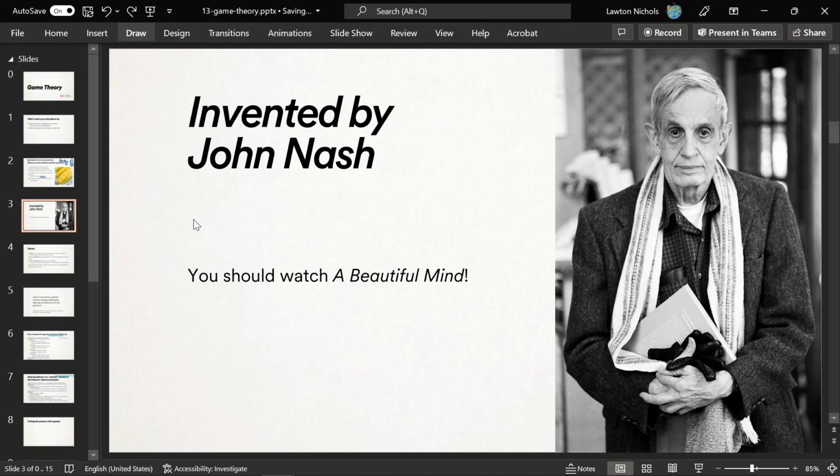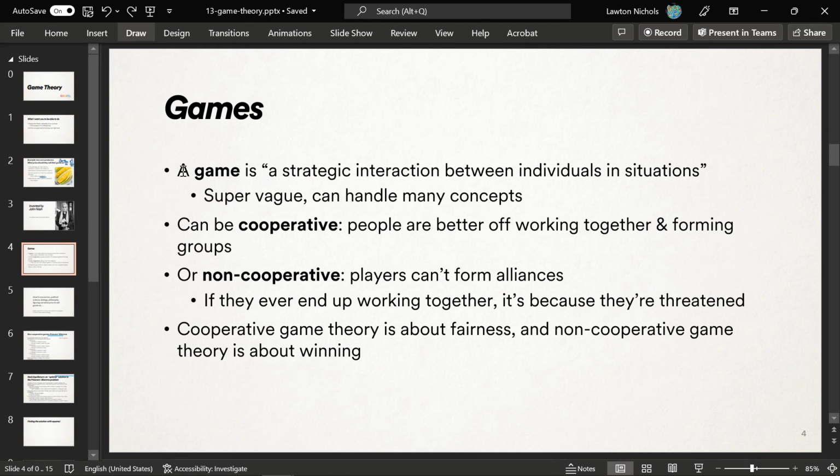Game theory was invented by a man named John Nash. There's a movie called A Beautiful Mind based on his life. If you're interested, you should watch it. It's very dramatized, but that makes for a good movie. And now let's talk about game theory itself.